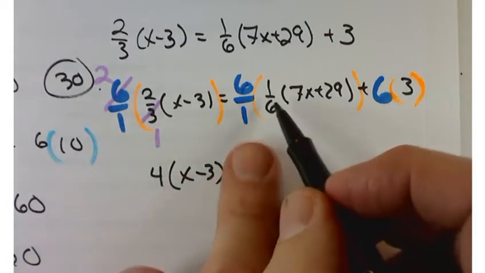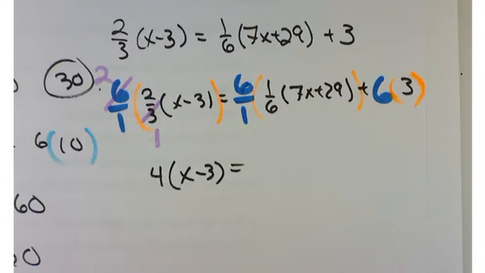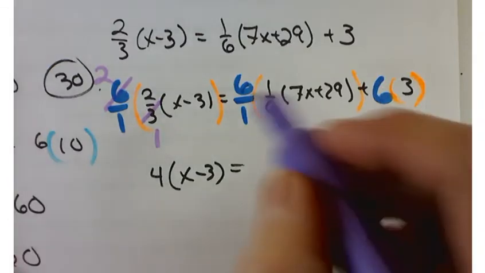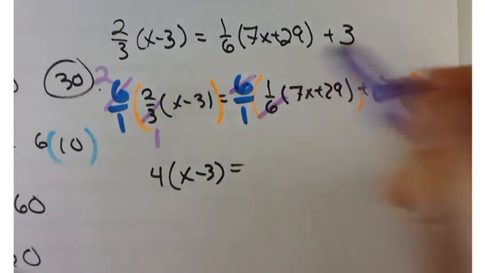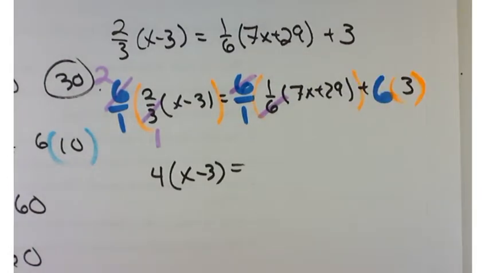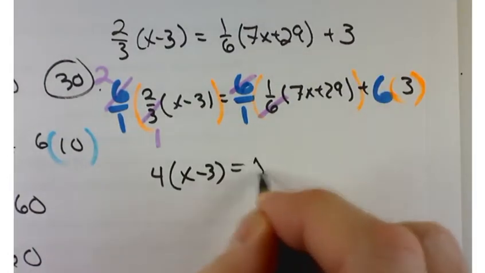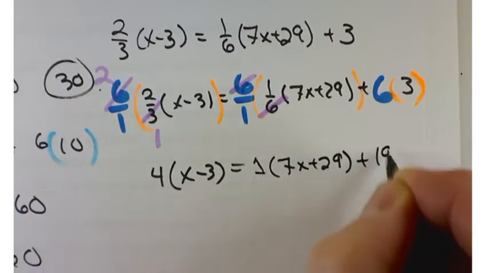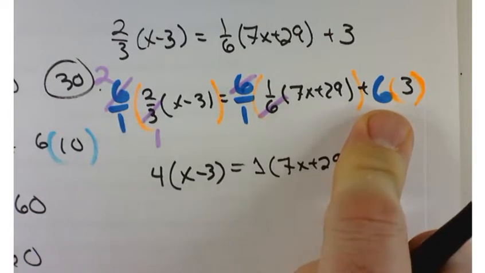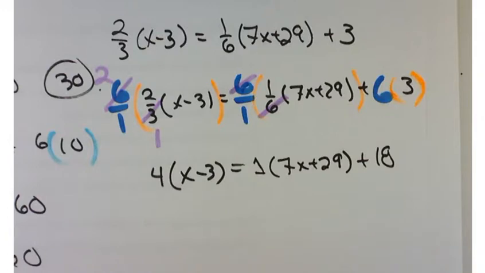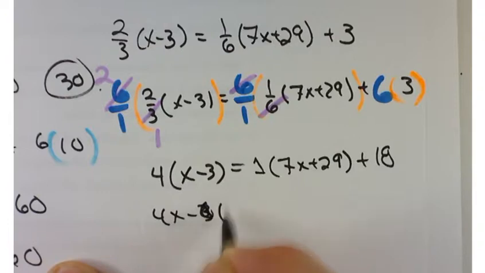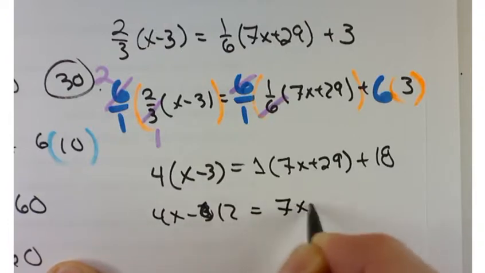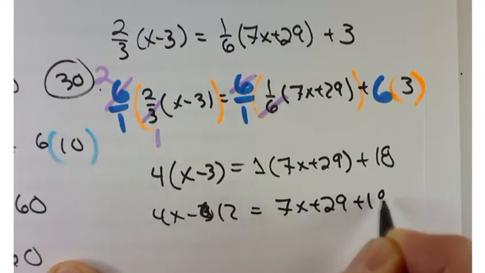Now over here on the right hand side, let's continue there. This one's a little easier, right? That cancels, and that's where we're left with just a 1, which you don't necessarily have to write. You can skip that if you'd like. Plus, is there any cancellation on this one? No, it's just 18. Let's distribute here. 4x minus 12 equals 7x plus 29 plus 18.